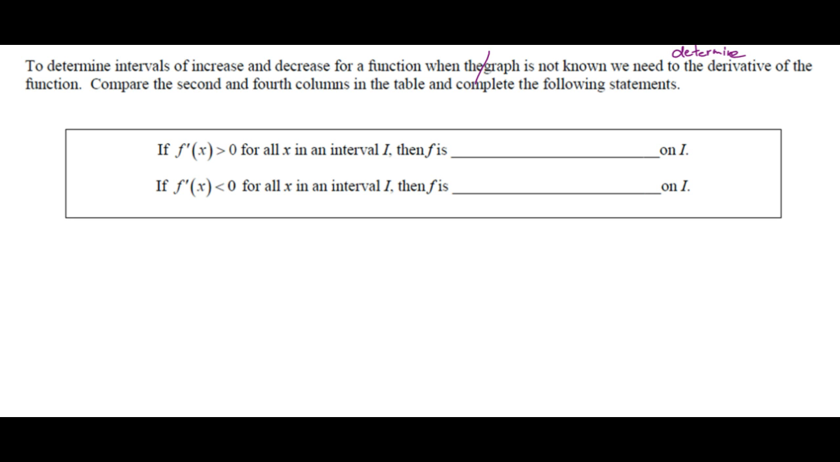We need to determine the derivative of the function. Compare the second and fourth columns in the table completed below. So if f prime of x is greater than 0 for all x in an interval, then f is? If f prime of x is greater than 0, then f is? Yeah, it's positive because we just said it was positive. Then it's increasing.